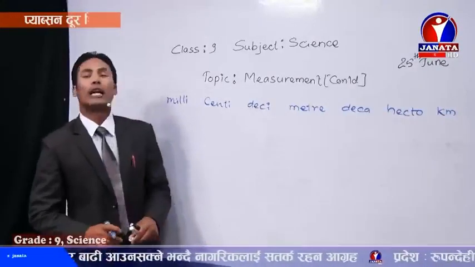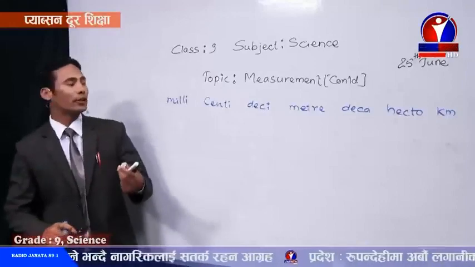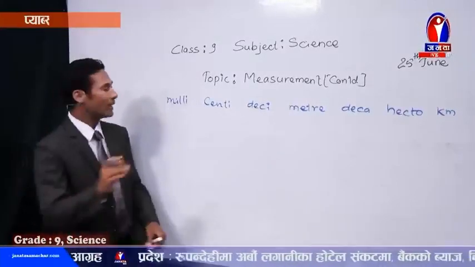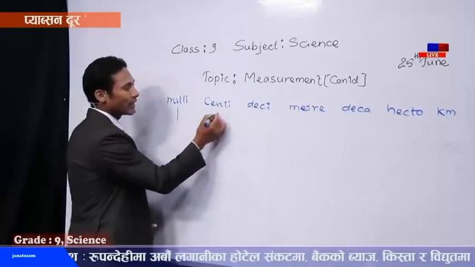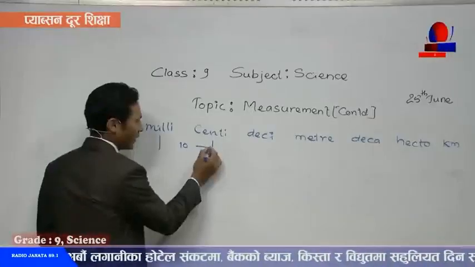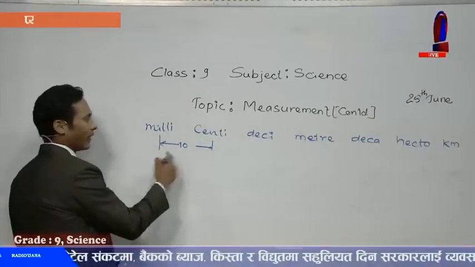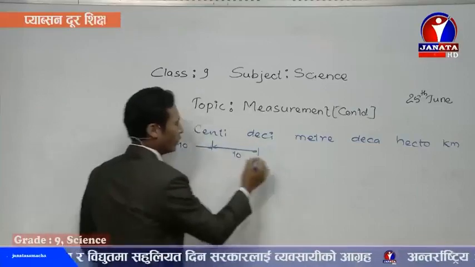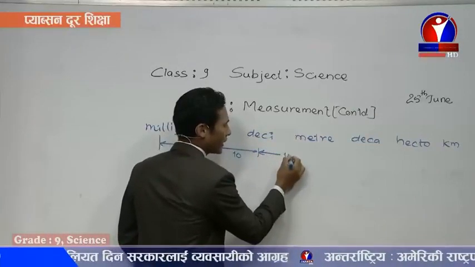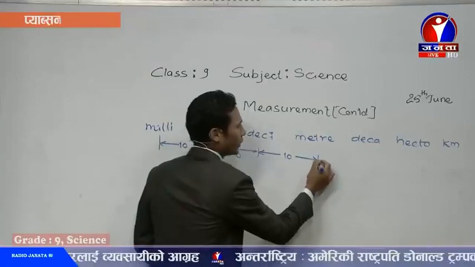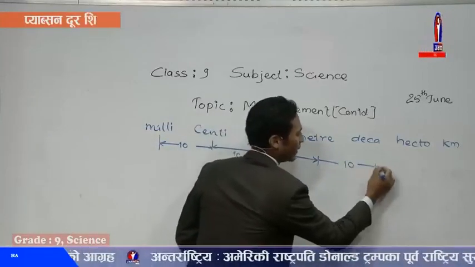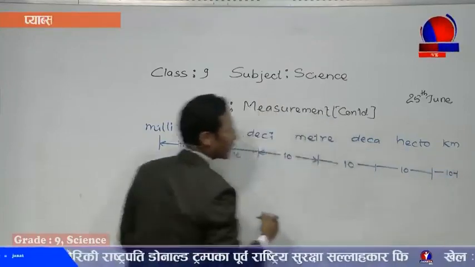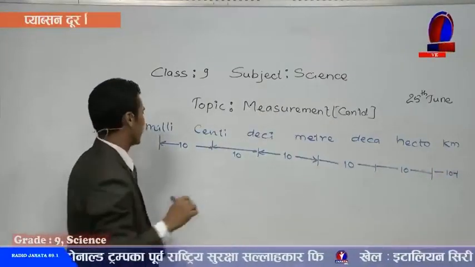Now, if you want to convert from one unit to another, how can we convert? Let's see. Remember that there is a difference of 10 between each of these. Here also a difference of 10 between these two, here also, and here also. 10 difference and again 10 difference, right? So how can we convert? Let's see.